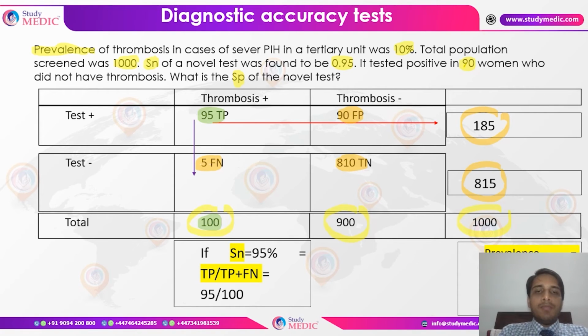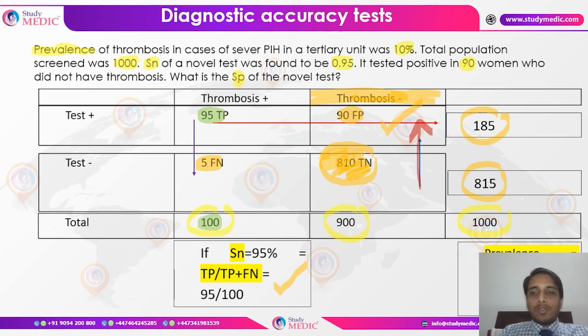Here what did we know? Here we knew sensitivity, and here we knew false positive. How many were false positive? Based on that, you can find out the specificity. How? Look at the down to up arrow. How many were tested negative in those who did not have the disease? In those who did not have the disease, how many were tested negative?